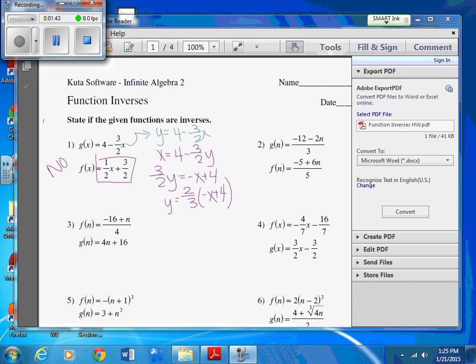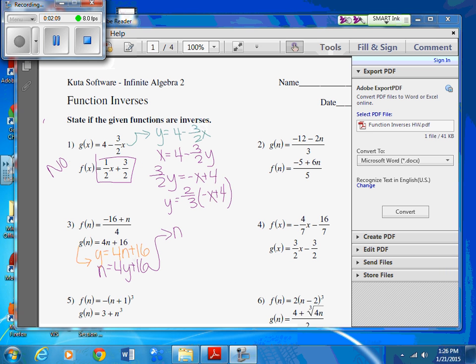For number 3, it doesn't matter which one you pick, all right? So for number 1, I picked the top function, but I could pick the bottom function. All right, let's find the inverse of this. So this is y equals 4n plus 16. I need to switch my x and y, but in this case, I'm using n and y. So now I'm going to have n is equal to 4y plus 16.